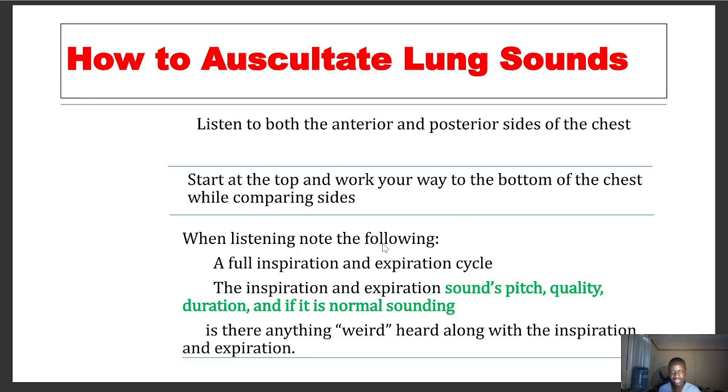While you are listening, you need to note the following: the full inspiration and expiration cycle. While the patient inspires or expires, we need to check the sound's pitch, the quality, the duration, and whether it's normal sounding. Is there anything weird that can be heard along with the inspiration or expiration? That's what we mainly check. During the full inspiration and expiration cycle, don't forget about that. Someone will try to trick you about that.